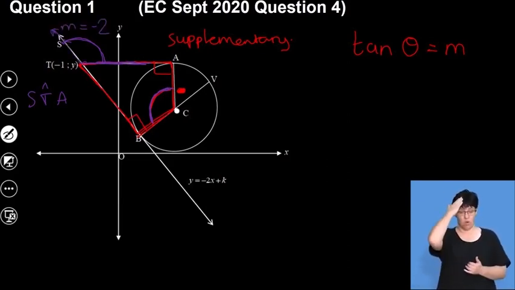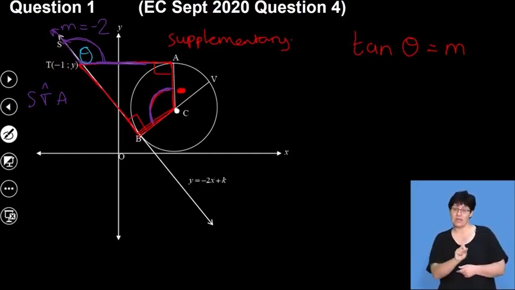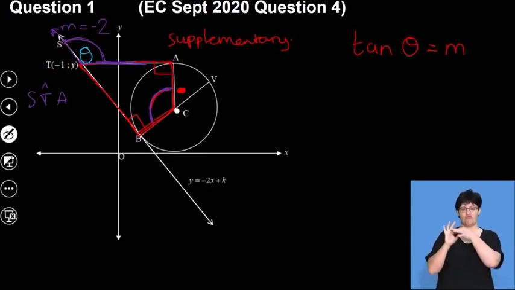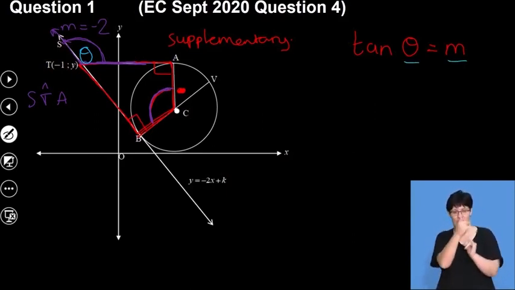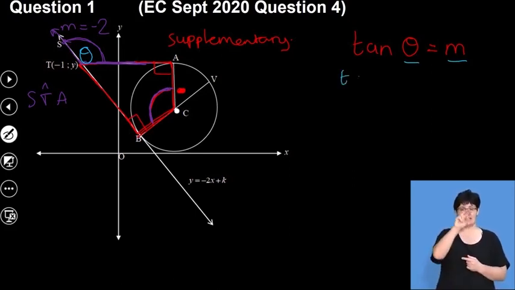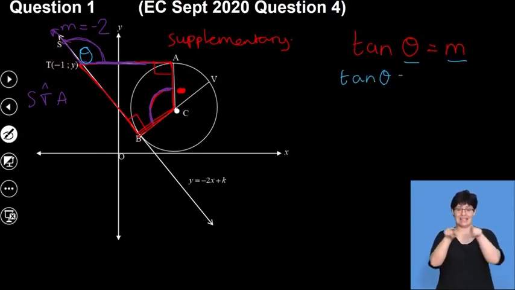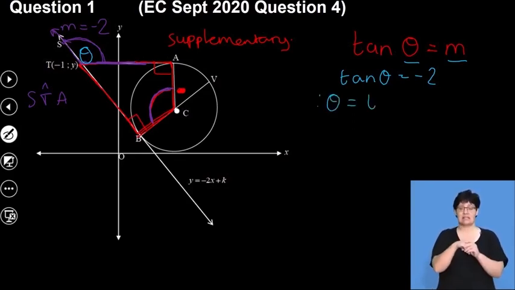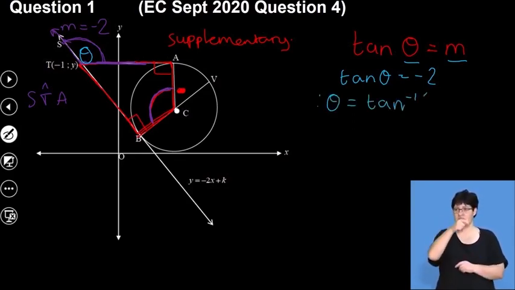Okay, and I know that the gradient is equal to -2. So I'm going to call this angle theta over here, and I'm now going to use this little formula which tells me about the relationship between the gradient of the line and the angle of inclination of that line. So I'm going to say that tan of theta is equal to -2. And therefore, that angle theta is equal to the inverse tan of -2.